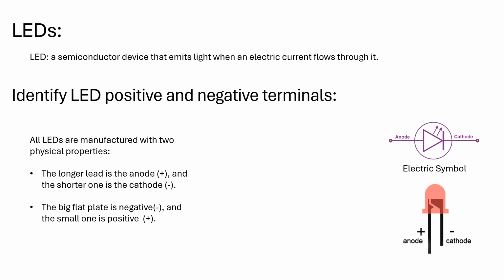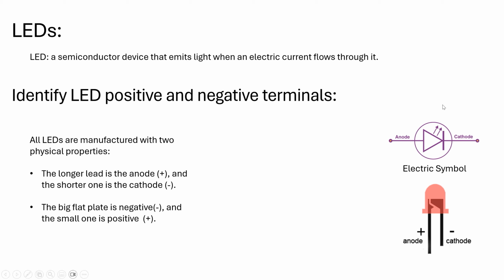I will start with LEDs. What is an LED? And how can we protect an LED from high voltage and current? An LED is a device that emits light when an electric current flows through it. It has two leads, or two pins: anode and cathode. Anode is positive and cathode is negative.